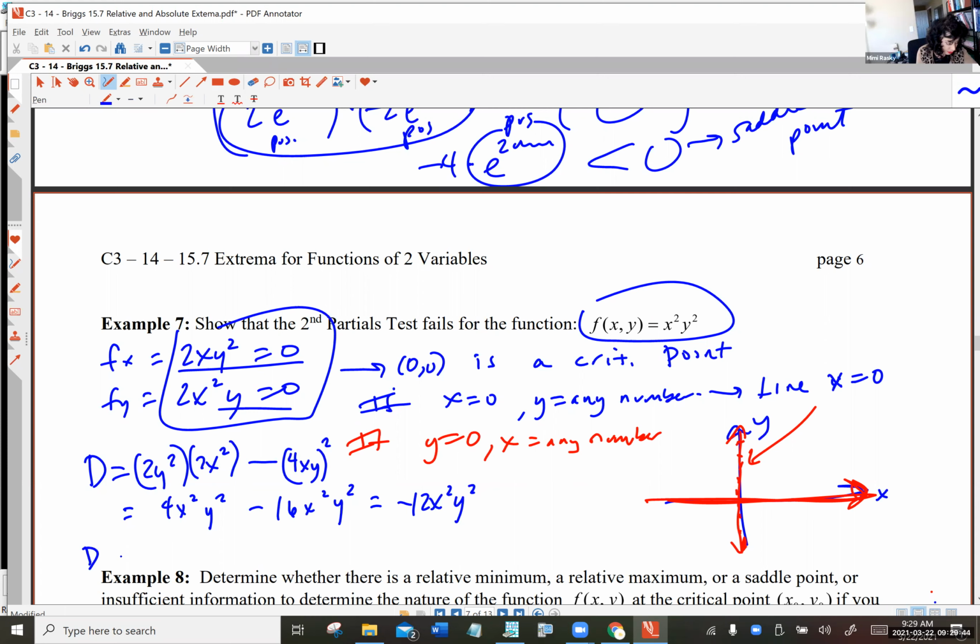If you evaluate D where x is 0, and I don't even care what y is, I claim you're going to get 0. And if you evaluate D at any x you like, and y is equal to 0, you also get 0. So the test is inconclusive. The D test doesn't give you any information if D is 0. So what of it? It turns out there are infinitely many minimums.